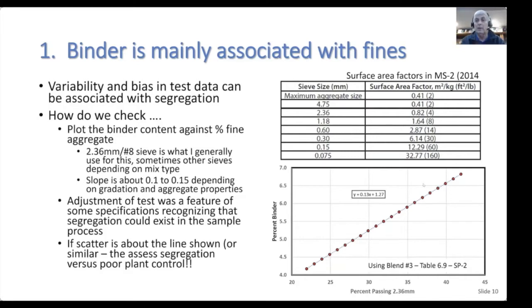If it's a buckshot and the numbers are all over the place, then it would say that we have poor plant control or some other issues affecting the results. So that's an important check to consider.